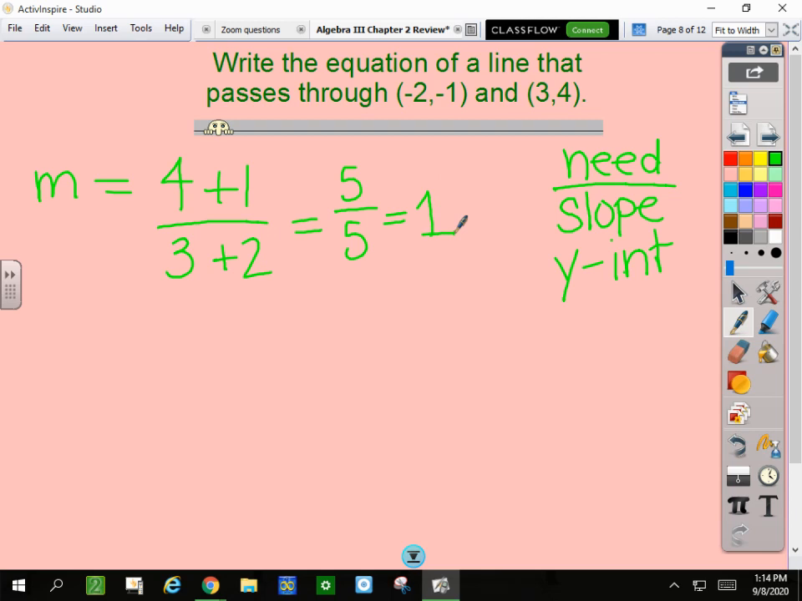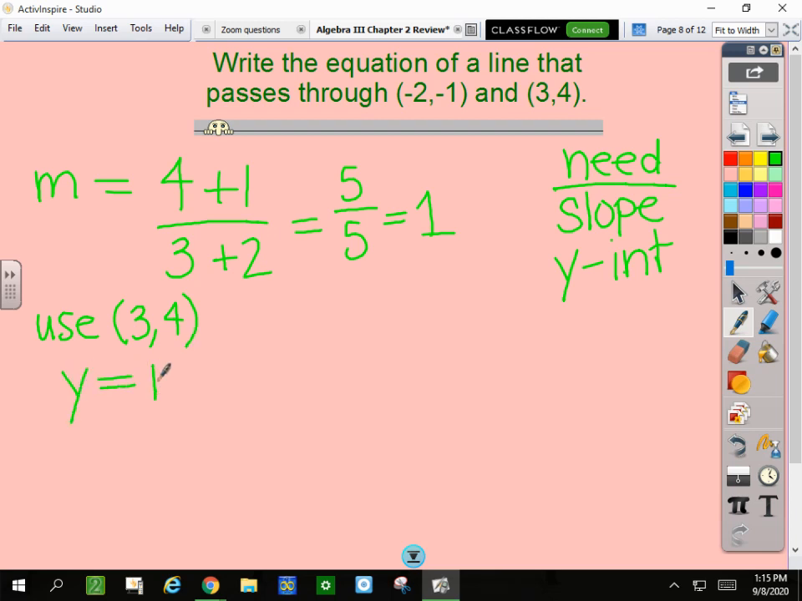Now use either point. It doesn't matter which one. I'm going to use (3, 4), but it doesn't matter. I'm not going to write that down and take up space with that. You could use either point. So you can imagine if one of the points has a lot of fractions or negatives or large or small numbers, you might pick a more user-friendly ordered pair. So I'm going to use (3, 4).